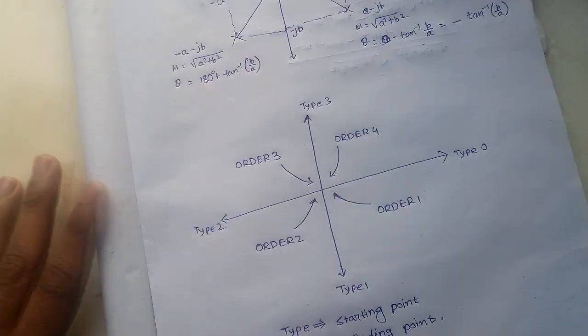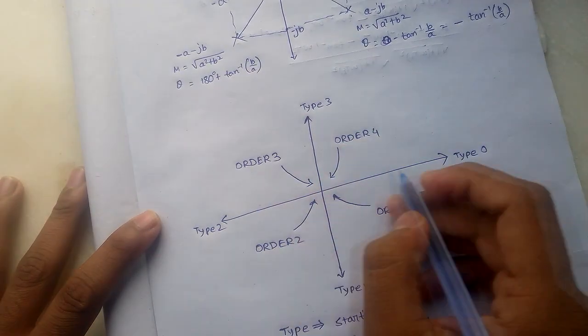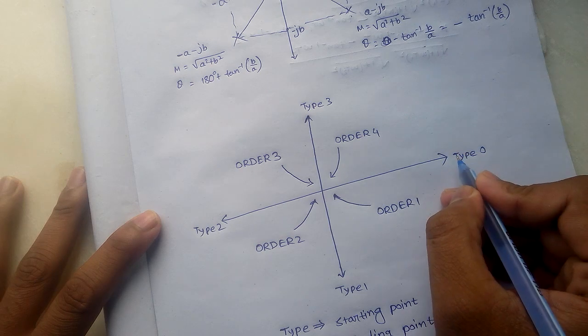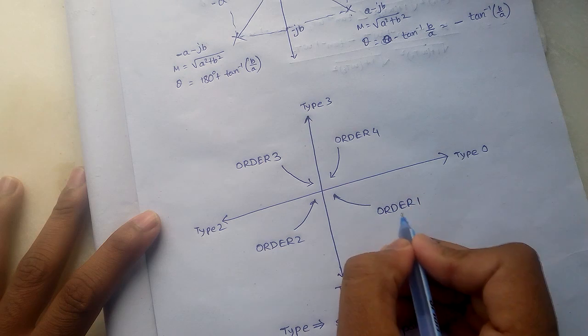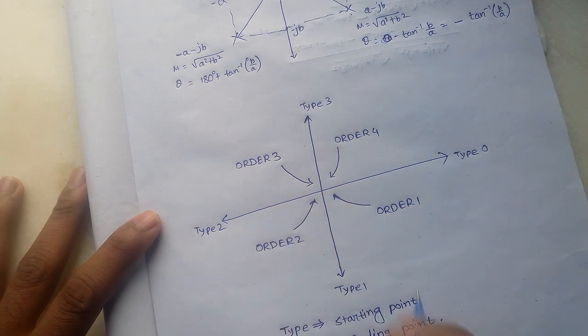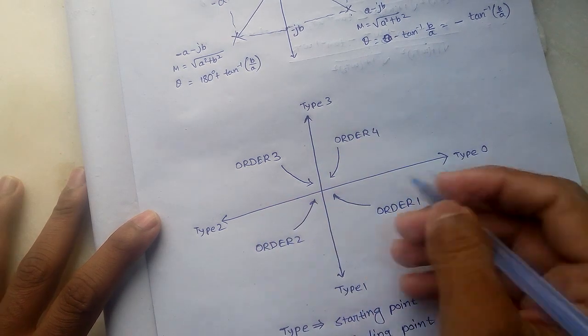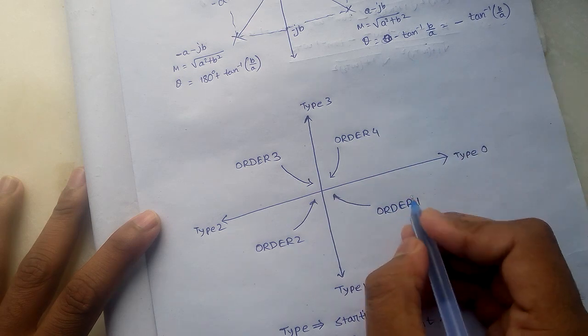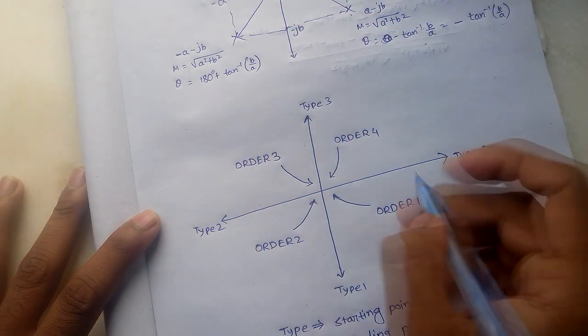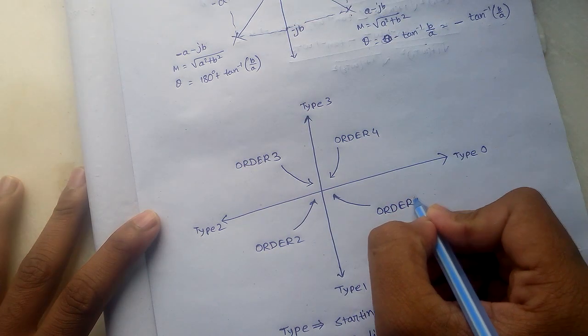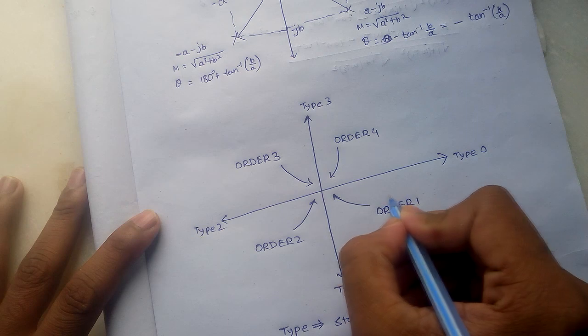After that, one thing you have to remember, this order. At first you will start from here, type 0, type 1, type 2, type 3, and after that 0, 1, 2, 3, 4. What is this? So before plotting any polar plot, we have to find out what is our starting point and what is our finishing point. So the type will define the starting point and the order will define the ending point.